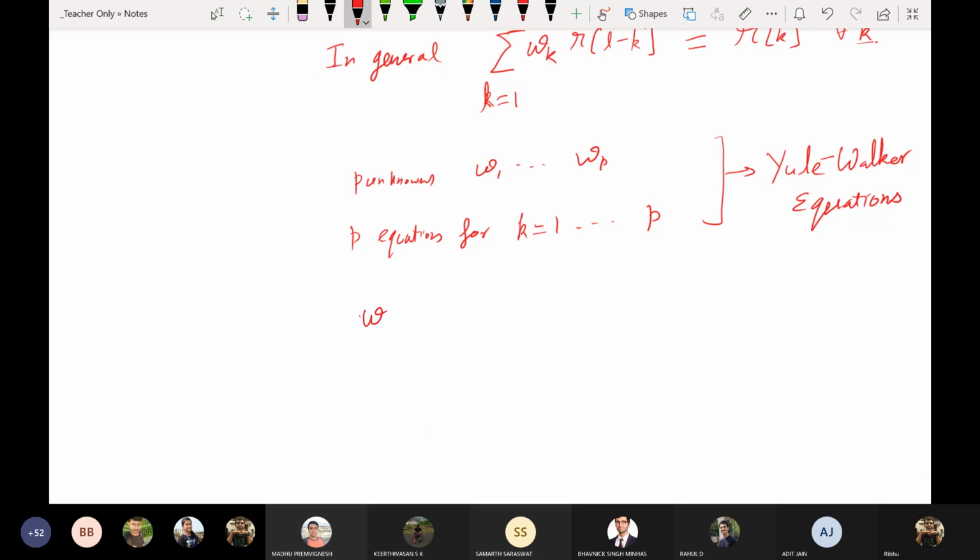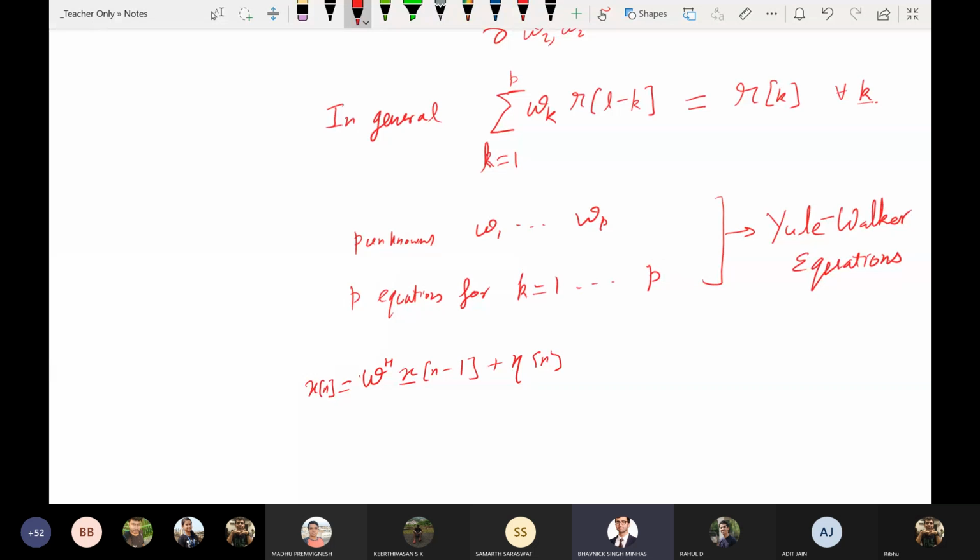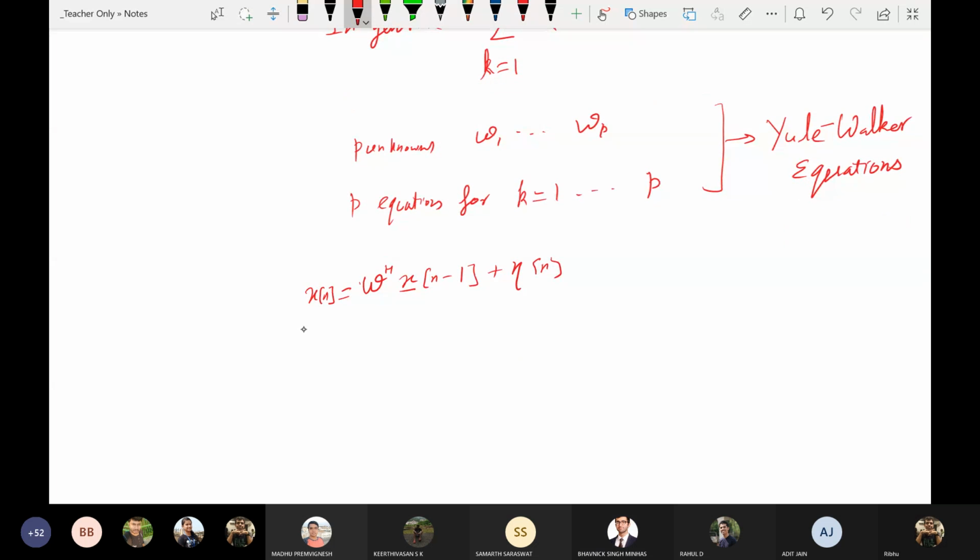Writing things in vector notation, I get x of n equals W Hermitian, sorry. In the summation, is that K or L? This is L. The kth element, summed over K, summed over L, L from 1 to P. Okay, fine. So if I write things in vector notation, we started from here.